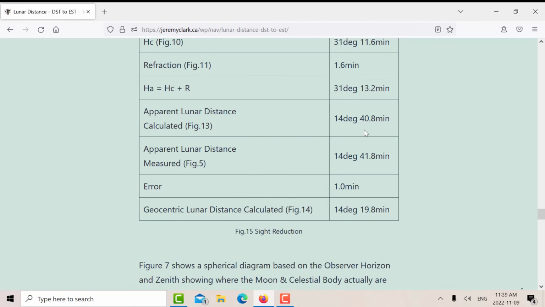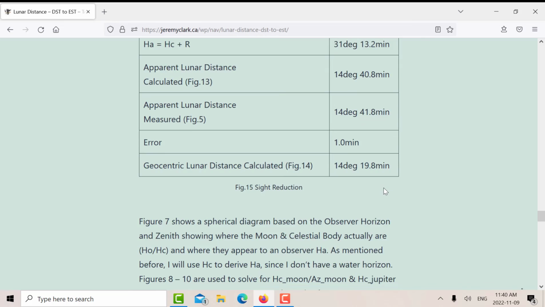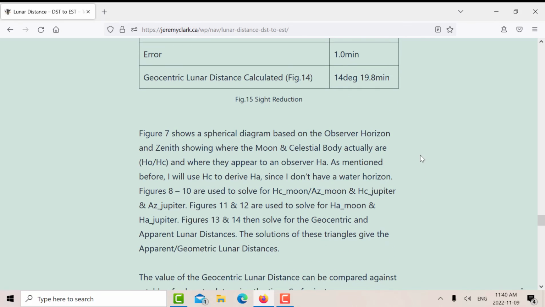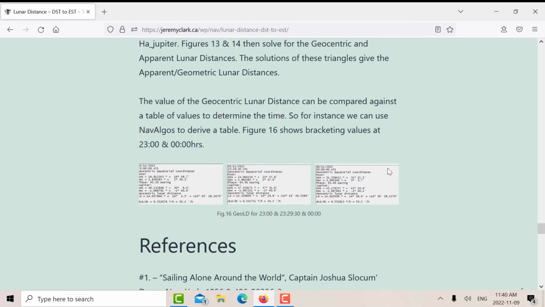1419.8. This was the calculated apparent lunar distance, and that was my measured, so I made an error of 1 minute.